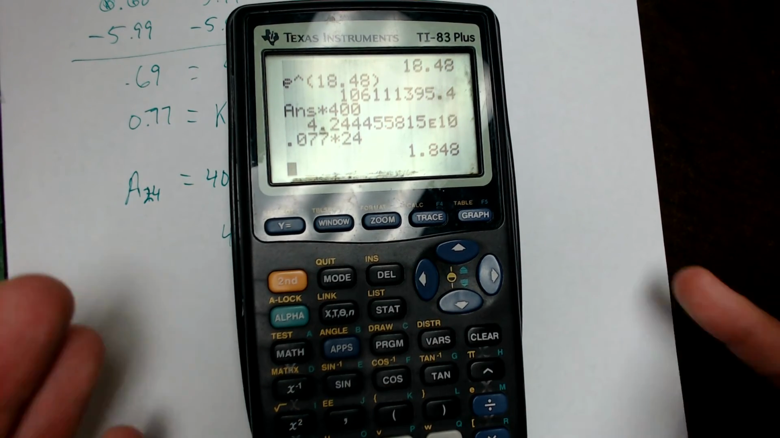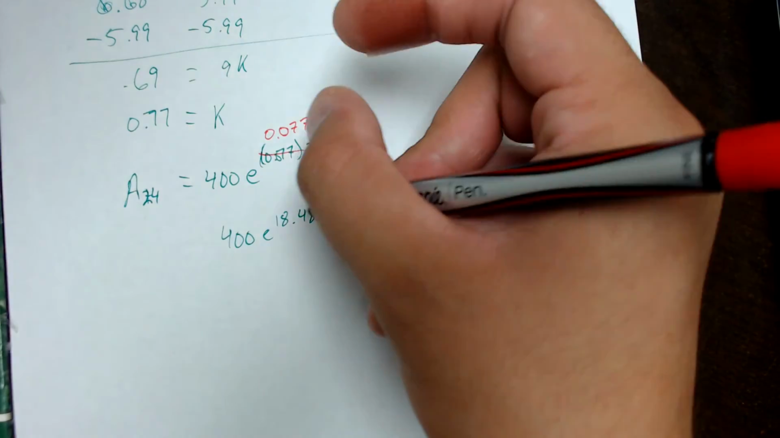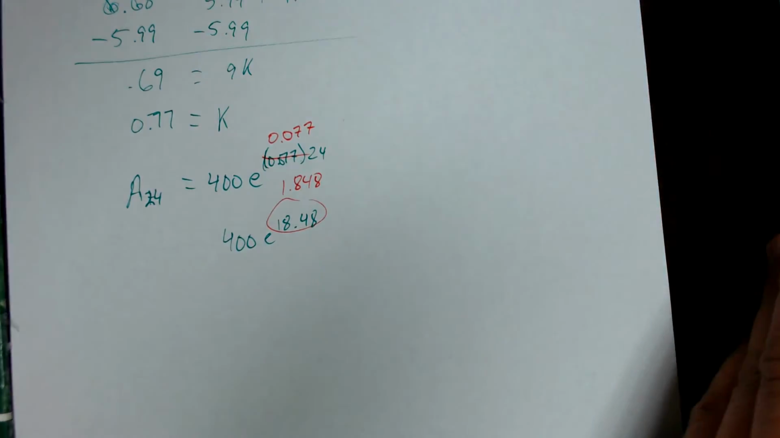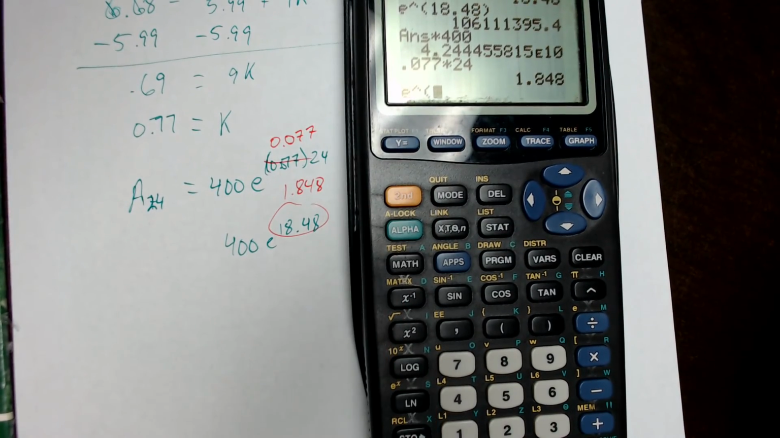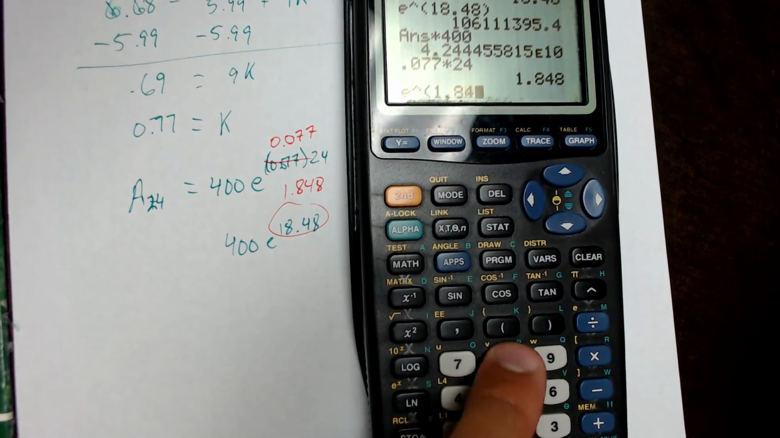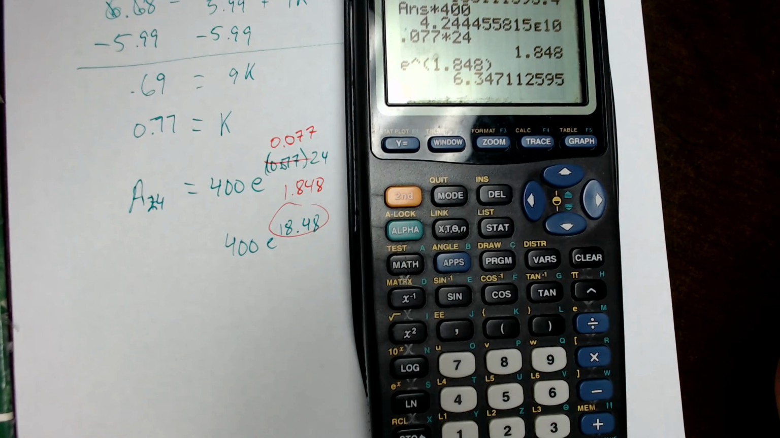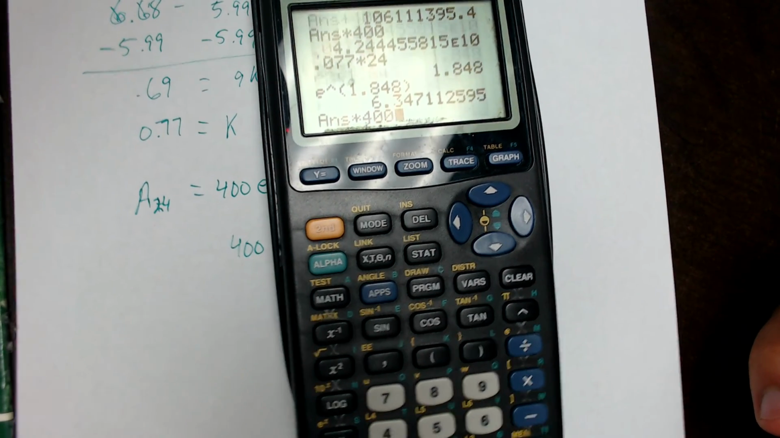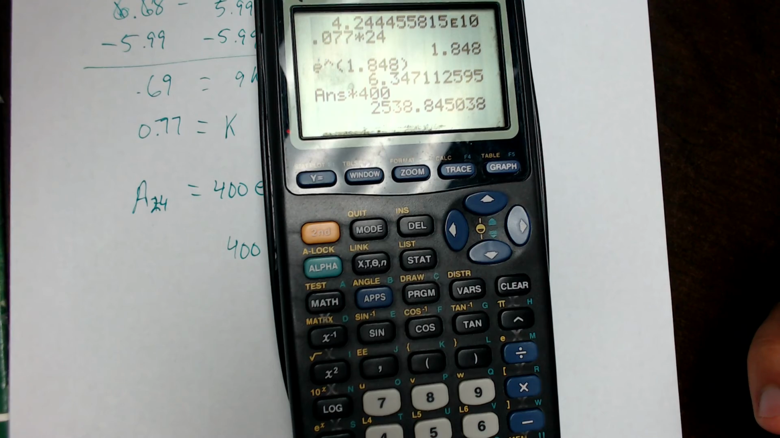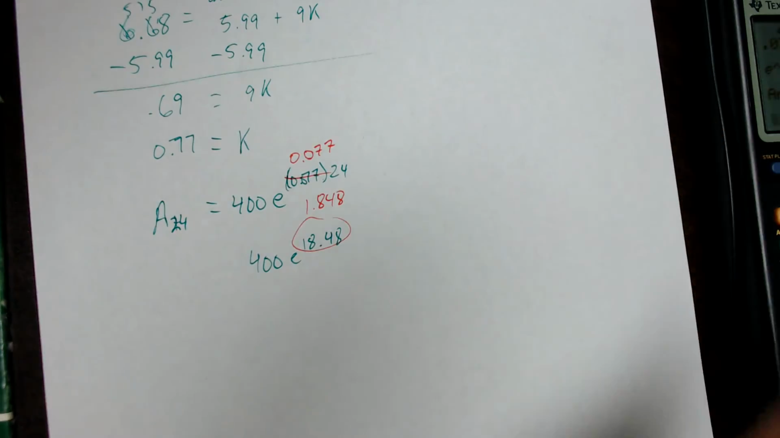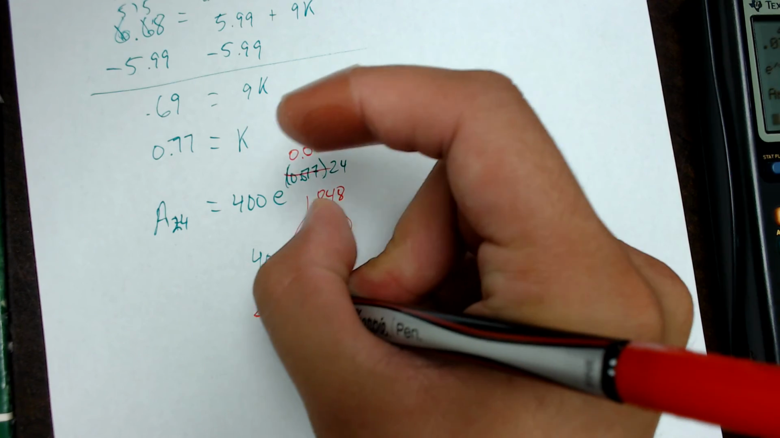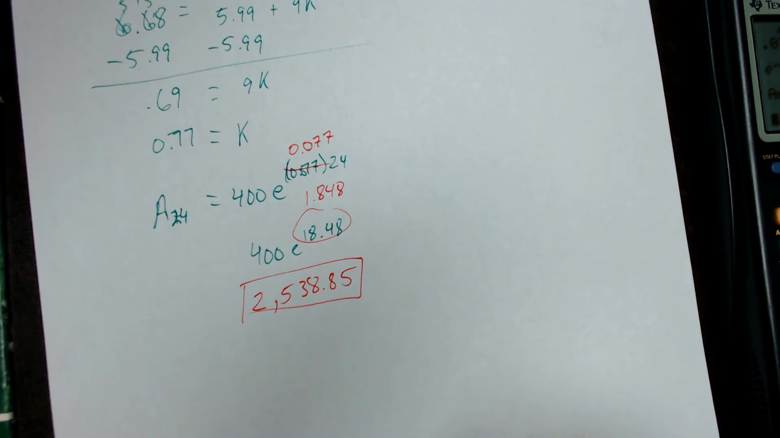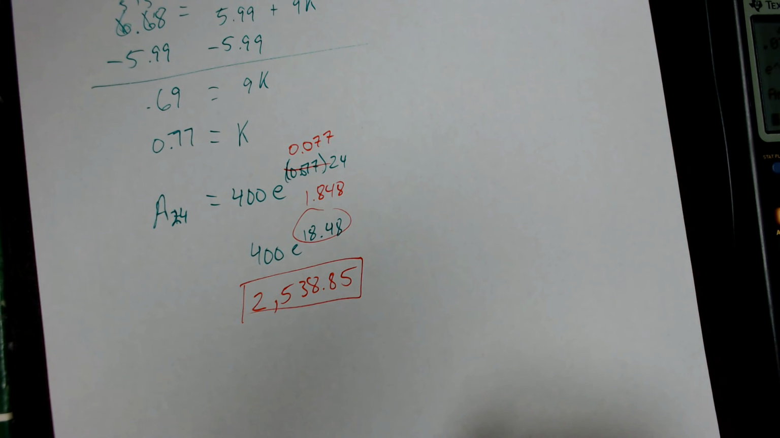That gives us 1.848. All right, so that's a little bit different than 18.48. So 1.848, we'll take e to the exponent of 1.848. That seems much more reasonable. We have 6.347. I'll take that, multiply it by 400. And I get 2,538.85. I'll round it to 2,538.85. And that's good enough. All right.